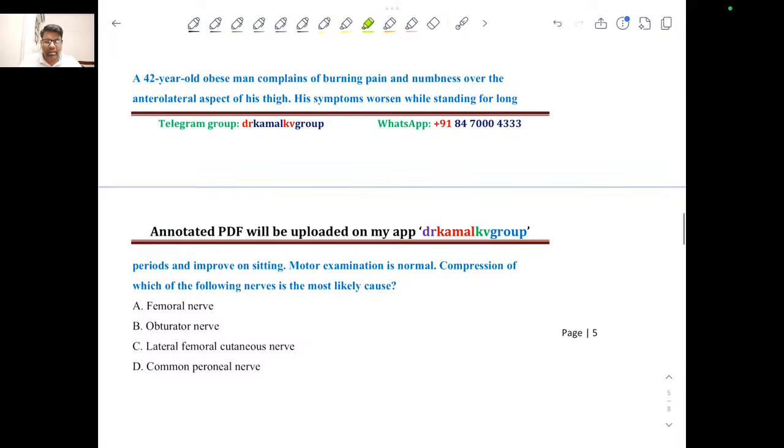Now this is again a very important question, has been asked many number of times and slightly different from the topic, but let us take this question. A 42-year-old obese man complains of burning pain and numbness over the anterolateral aspect of thigh. Symptoms worsen while standing for long duration and improve on sitting. Motor examination is normal. Now which nerve is compressed?